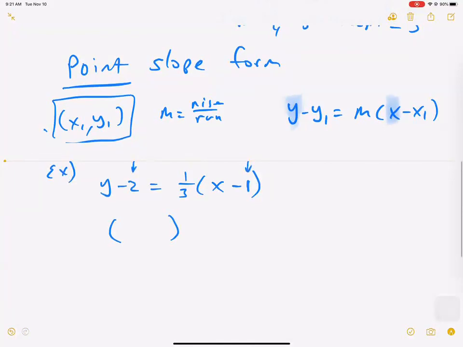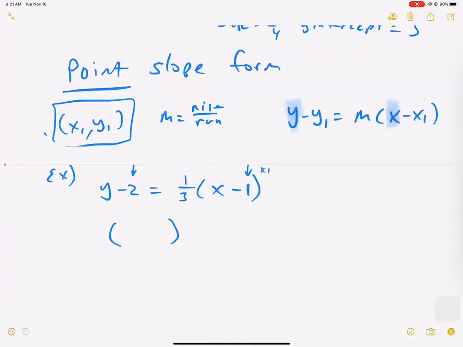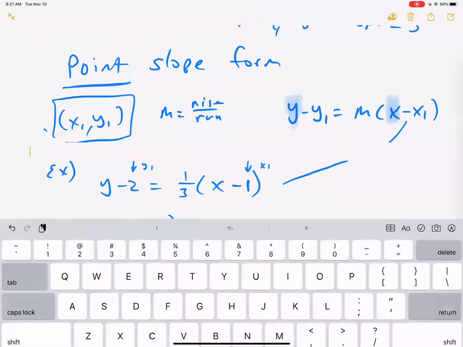We can tell that the point is x and y. Here's my x1 and my y1. So that's going to be 1, 2. You might say, Mr. Go, but they're both negative. But that's how we're set up.